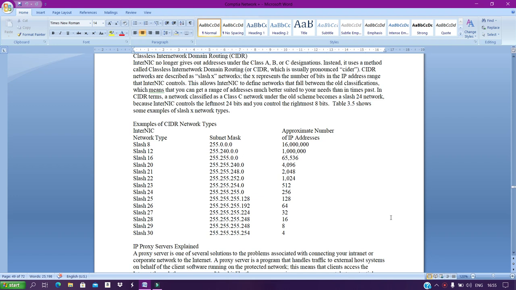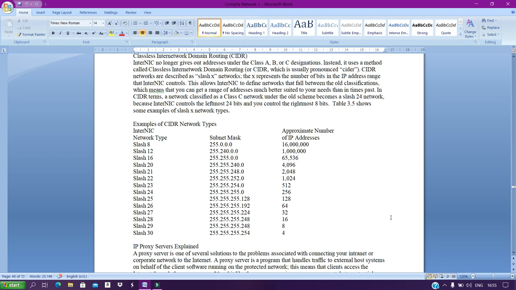In CIDR, a network classified as a Class C network under the old scheme becomes a /24 network because InterNIC controls the leftmost 24 bits and you control the rightmost 8 bits. Table 3.5 shows some examples of /X network types.